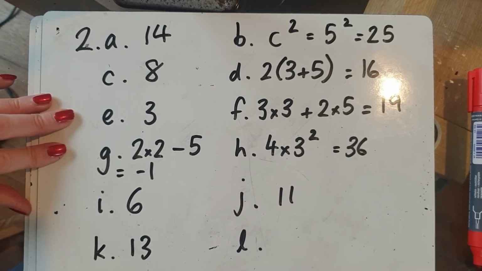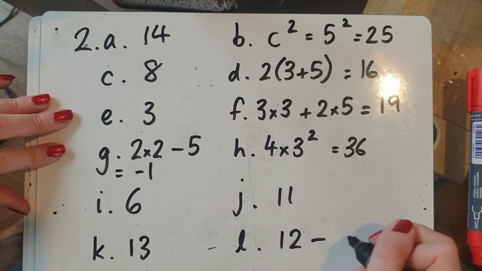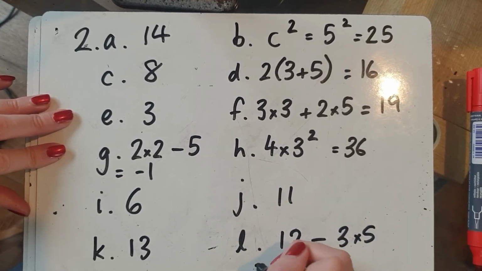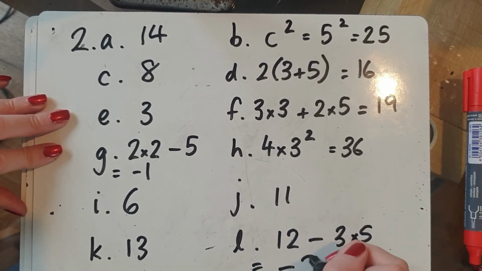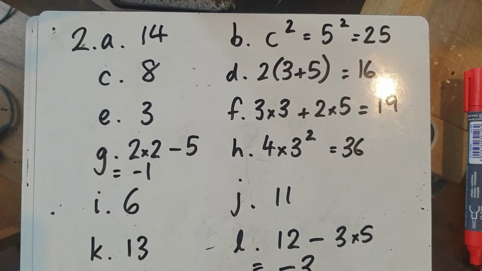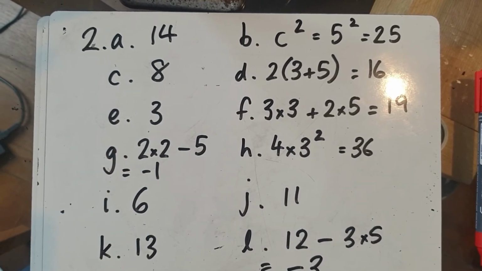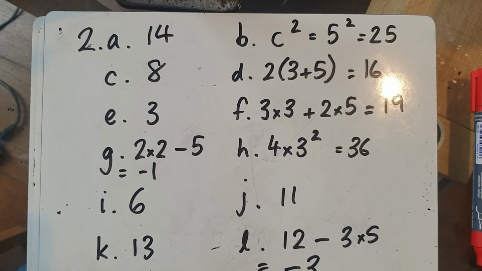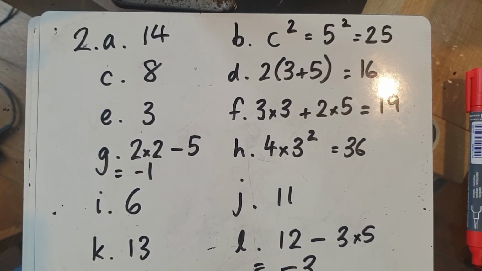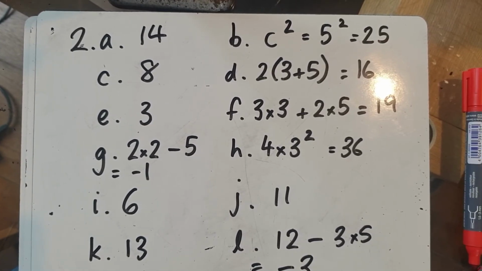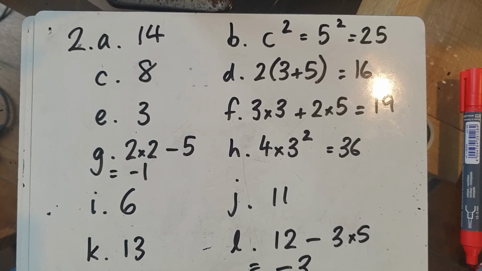And L is 12 minus AC, so 12 minus 3 times 5 is 12 minus 15, so it is negative 3. So that's your final answer there. Mark those as well, please. And we'll now go on to question 3. I'm just going to give you the answers for question 3.